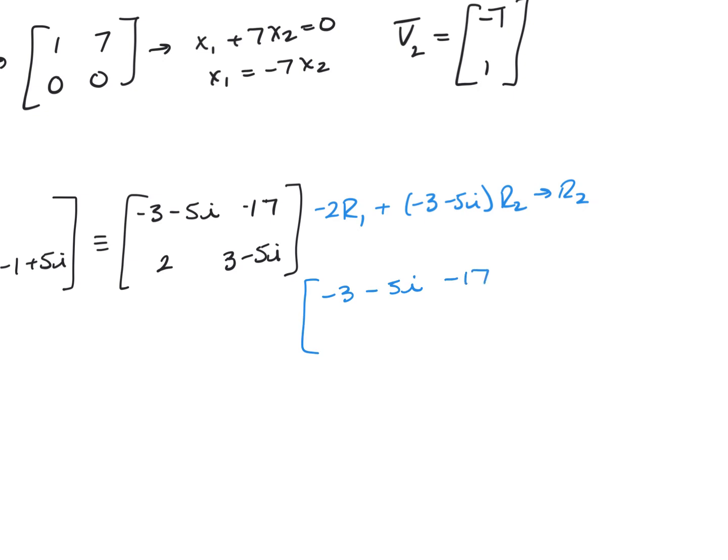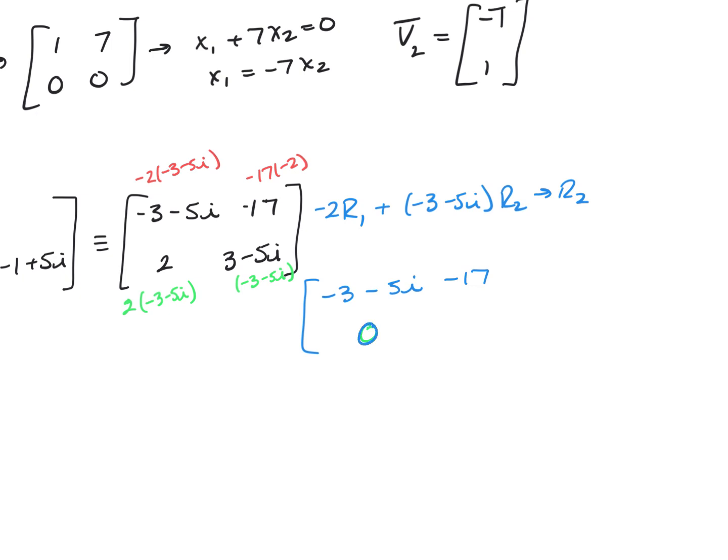Now, this is going to be negative 2 times (negative 3 minus 5i), and then this is going to be negative 17 multiplied by negative 2. This multiplication gives 2 times (negative 3 minus 5i), and this is going to be negative 3 minus 5i. You can see these two, when they add together, are going to be opposite, so we know that's going to be 0. So that's nothing surprising. Now, let's do this other multiplication here.